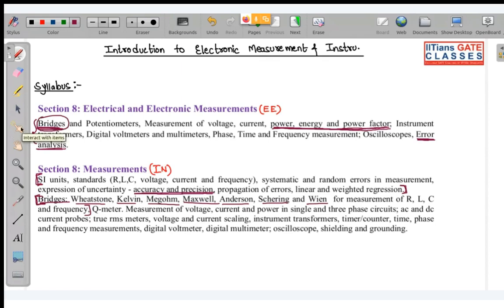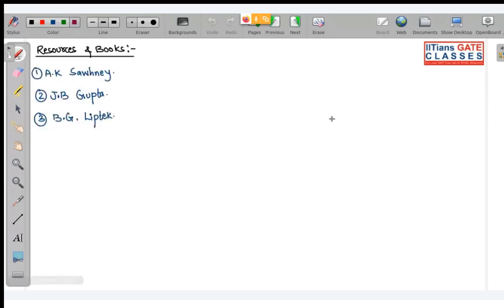Precision is repetition of the same value. Yes, very good. And accuracy is getting a measurement which is nearer to your true value. Okay, so I will explain. Suppose this is the true value of a measurement.